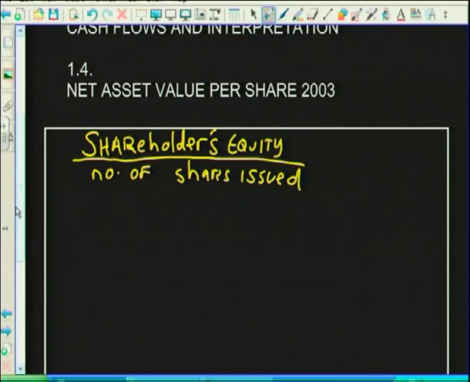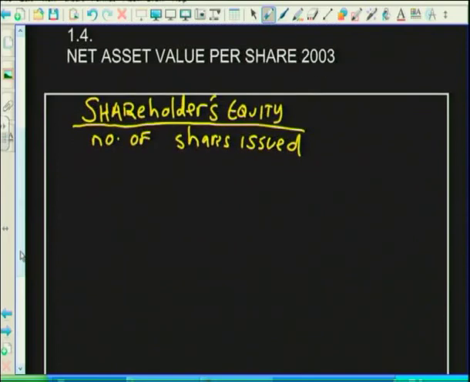1.4, we are now going to calculate your net asset value per share for 2003. Net asset value, in order to calculate, I am looking at shareholders' equity divided by number of shares issued. You've got to know your formulas. Right, remember it's for 2003, so those are the figures that I'm looking at. So let's do this calculation. So let's go to our info.